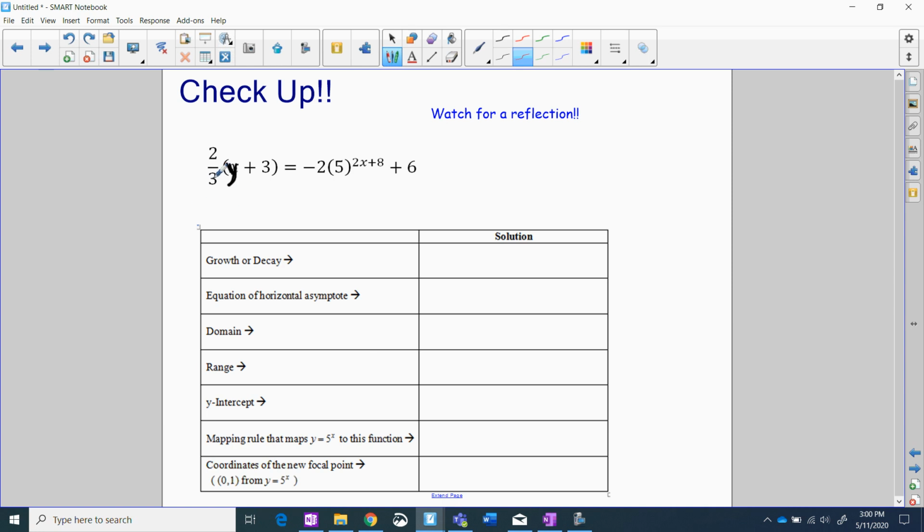Some students say, oh, I want to get rid of the 3. Okay, let's multiply both sides by 3. That will get rid of the 3. Now that takes care of the whole left side. When you multiply this side by 3, you multiply the coefficient. You never touch the base of your function because you'd be breaking order of operations. If you multiply here, you're multiplying before you deal with an exponent. You can't do that. And then you'd have to multiply this by 3. So now you're down to 2 times (y plus 3) equals negative 6 times 5 to the (2x plus 8).